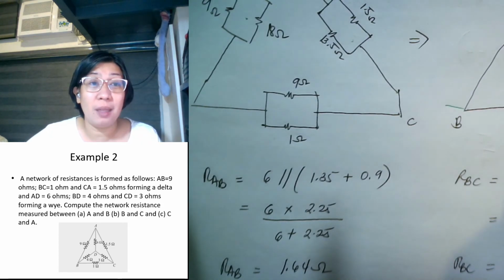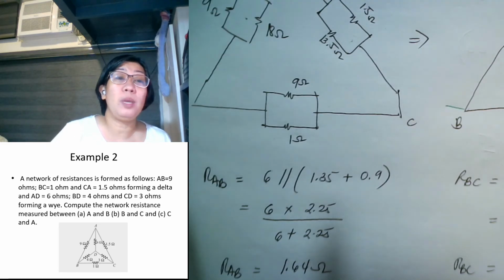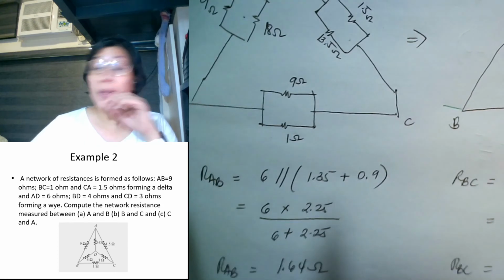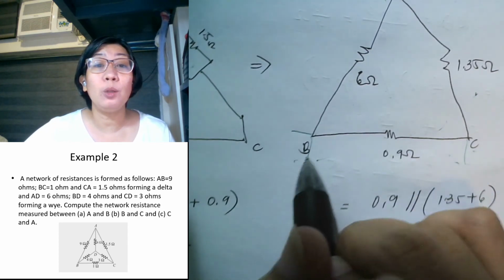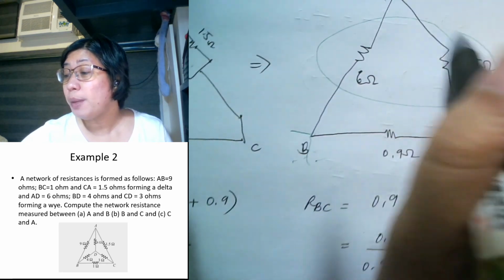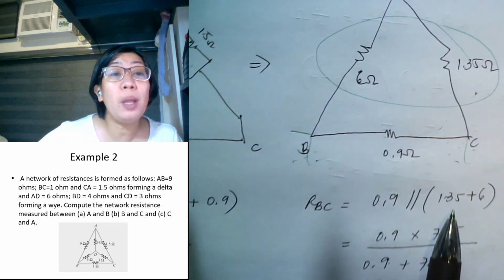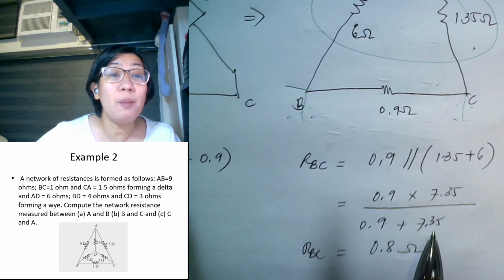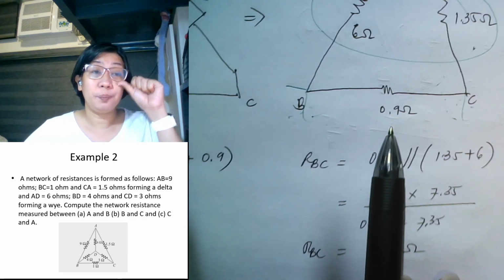So this is now quite a bit easier to compute than the original circuit, the one where we didn't use the Y to delta transformation yet. Then the second follows. What is the resistance between B and C? If we look at this B and C, we can also see two parallel combinations. The 0.9 in parallel with the series combination of 6 and 1.35. So that will give you 0.9 times 7.35 divided by 0.9 plus 7.35. That will give you 0.8. So 0.8 is smaller than 0.9. So that means our answer is correct.